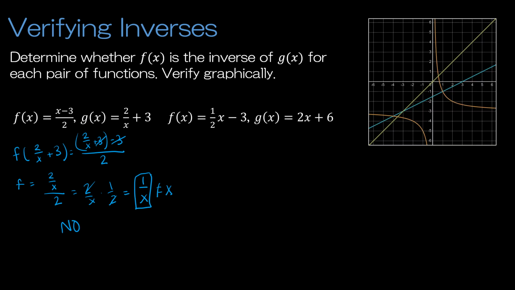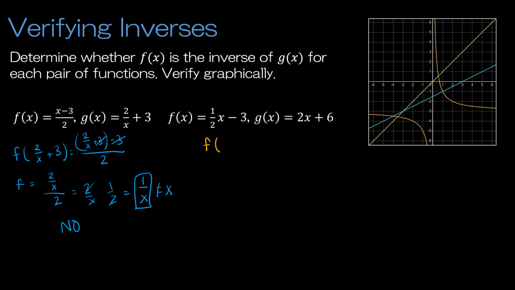To verify that graphically, here's what this mess looks like. One function is f of x, that's the blue line. g of x is the brownish orangish line, and of course the green line is y equals x. And we can see that those do not, in fact, reflect across the line y equals x. Let's take a look at our second example.